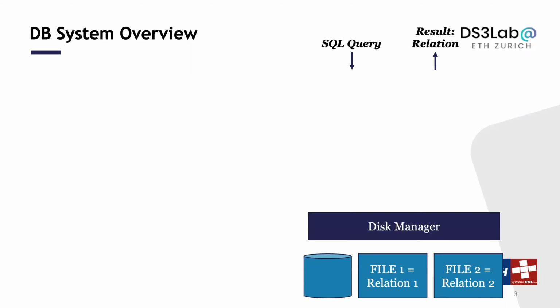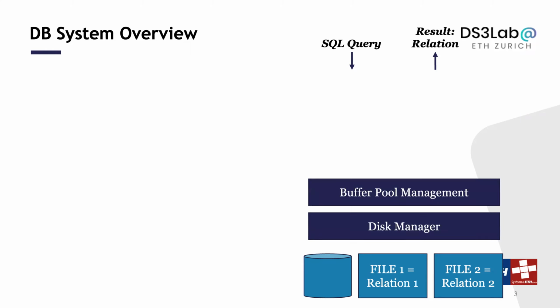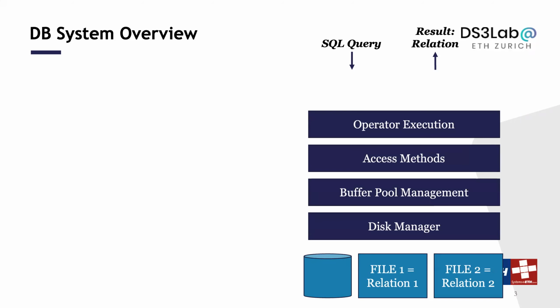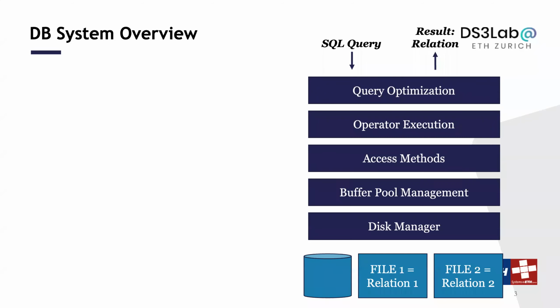And then the first layer of abstraction the database tries to provide to you is a disk manager. And then you have the buffer manager, and then we have a whole bunch of access methods. You have the whole bunch of relational algebra operators, and then you have your query optimizer.